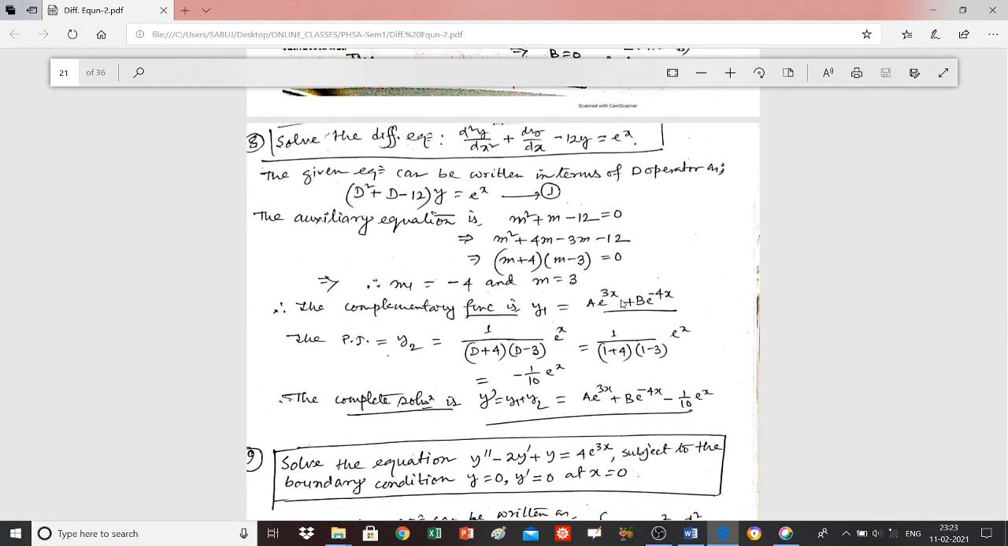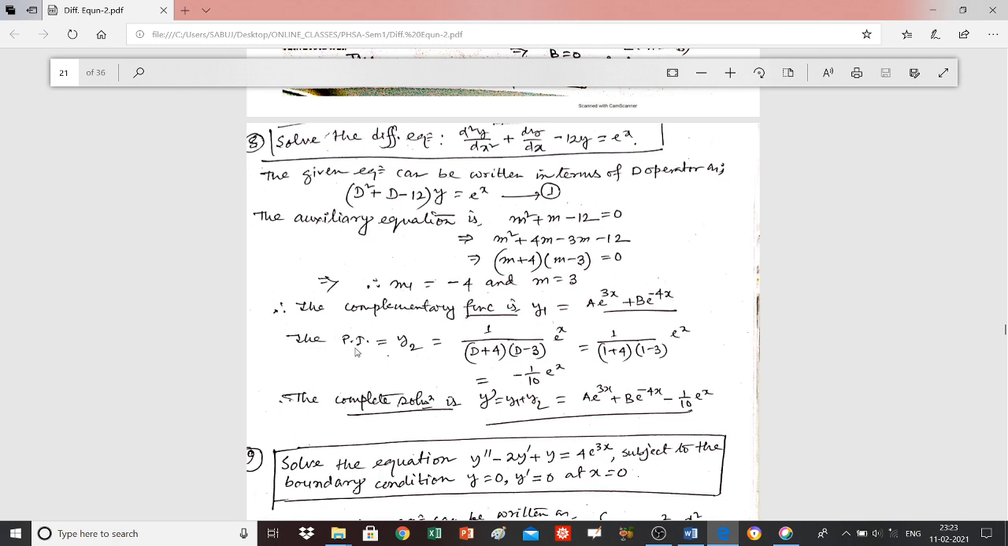Here is the next one. Solve the differential equation d2y by dx squared plus dy by dx minus 12y is equal to e to the power x. So in the D form you can write this D operator, and here is the solution for m1 and m2. So m1 is minus 4 and m2 is equal to 3. So y is equal to a e to the 3x plus b e to the minus 4x.